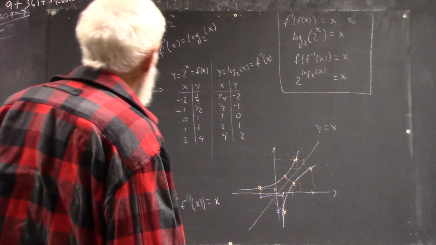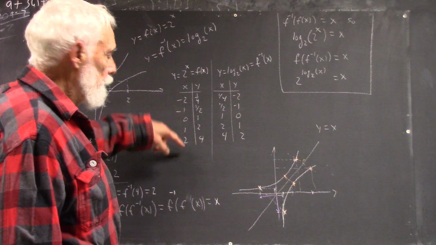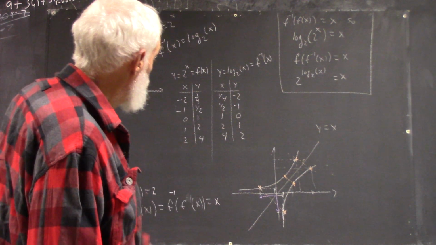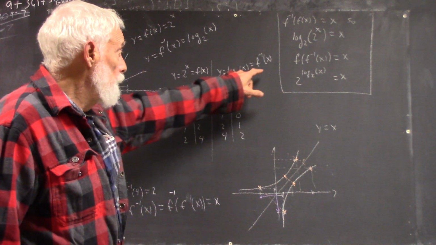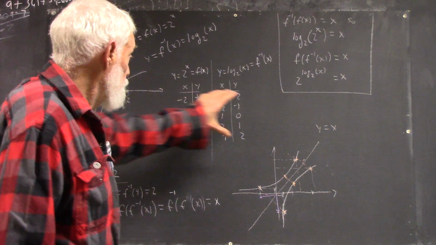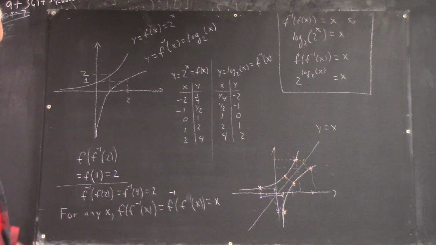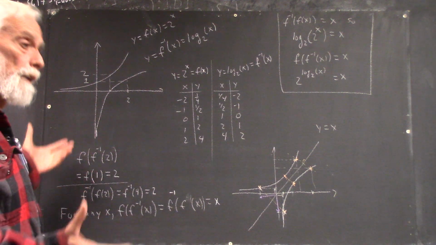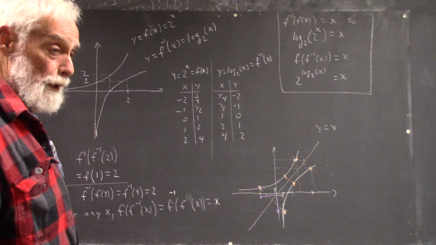Okay, now, take the y equals 2 to the x graph, or table, and switch columns. We get the y equals log base 2 of x function. This was done for homework, so everybody should be familiar with this. And the graphs of these two functions look like this, and everybody, I believe, would have gotten these graphs.